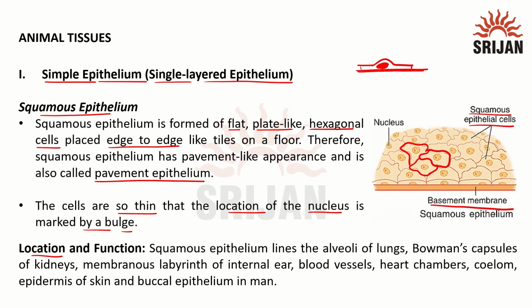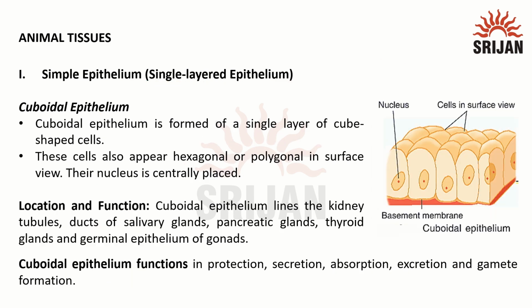So, if we see the location, these are found in the lining of the alveoli of the lungs, Bowman's capsule of kidney, membranous labyrinth of internal ear, blood vessels, heart chambers, coelom, epidermis of skin, buccal epithelium of man, and so on. So, basically wherever easy exchange of materials is needed, you will find squamous epithelium. Second is the cuboidal epithelium.